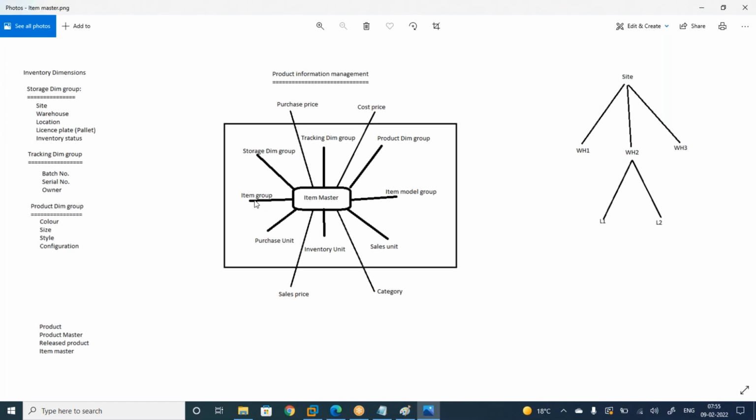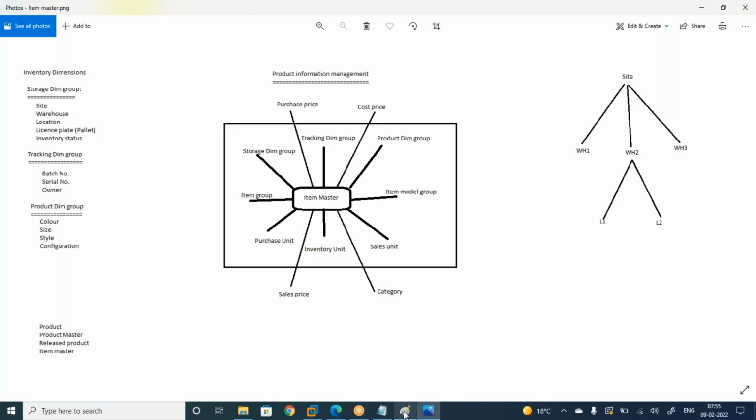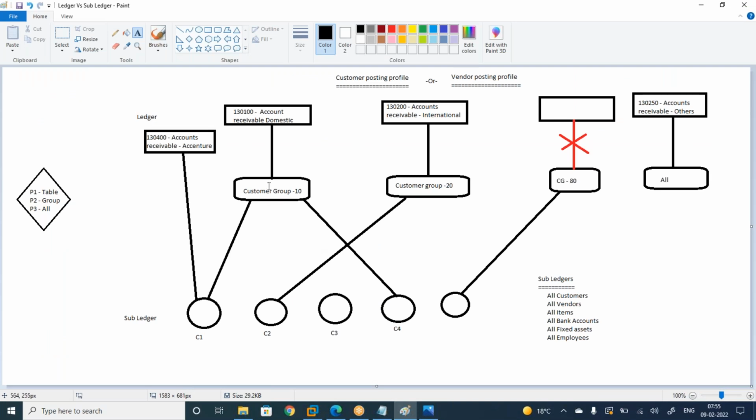So item is linked with item group. Item group is linked with this main account. Item is linked with item group, and item group is linked with main account. Yeah, any quick questions please?